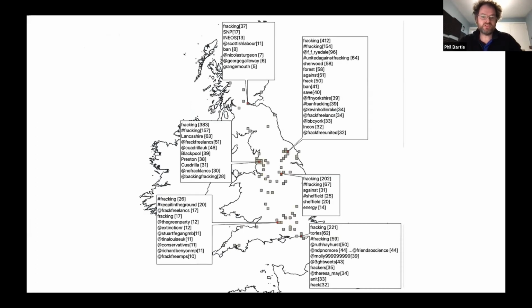What's interesting is if we start to put this into a map and see across the country where we get more tweets related to certain topics and certain words coming up more than others. So in Scotland, we get mention of SNP, INEOS, Scottish Labour, Nicola Sturgeon. Over on the east side there, we get Sherwood Forest mentions, BBC York. On the left side, we get the company who are doing the fracking, Quadrilla, being mentioned, and Lancashire and Frack Free Lancs coming up, and Sheffield and so on. So there are spatial patterns in the kind of terms that people are talking about as well.